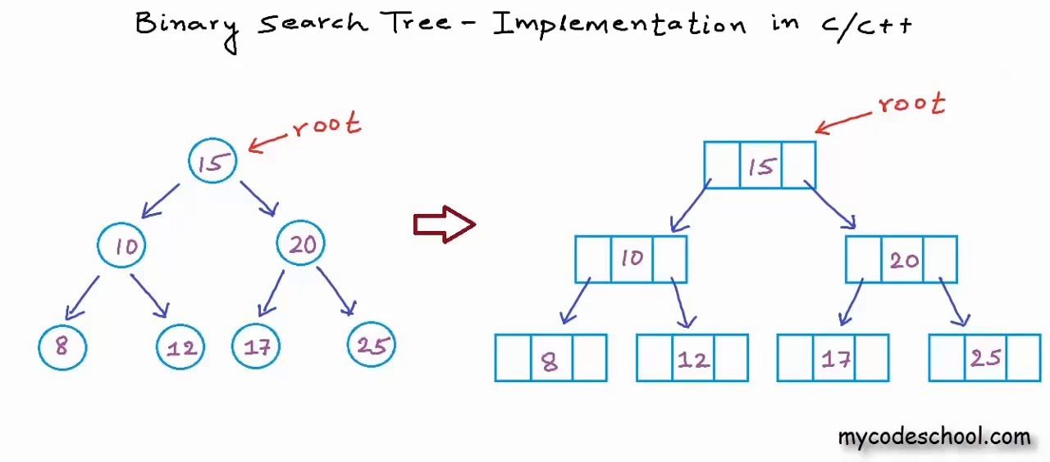Because in a binary search tree or in a binary tree in general, each node can have at most 2 children. We can define node as an object with 3 fields, something like what I'm showing here. We can have a field to store data, another to store address or reference to left child, and another to store address or reference to right child. If there is no left or right child for a node, reference can be set as null.